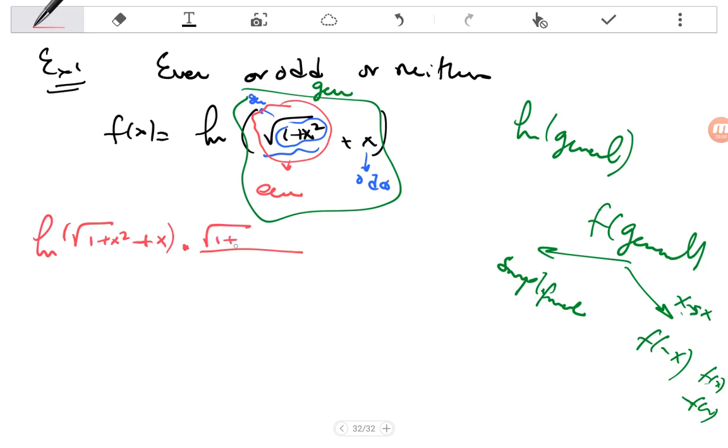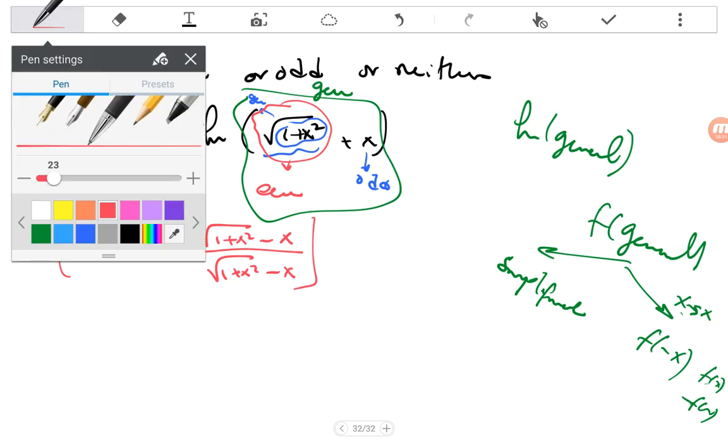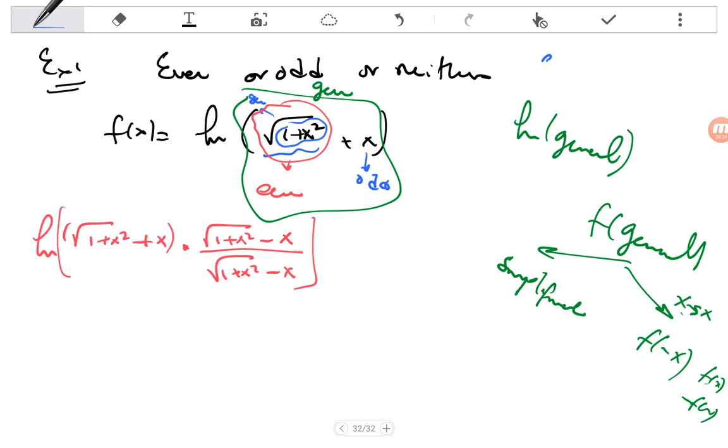Okay, I will just multiply by root of 1 plus x squared minus x over root of 1 plus x squared minus x. I didn't change my problem, but in this case, whenever I multiply a number by its conjugate, for example a minus b times a plus b, these are two conjugate numbers, what would be the result? It is the square of the first minus the square of the second.